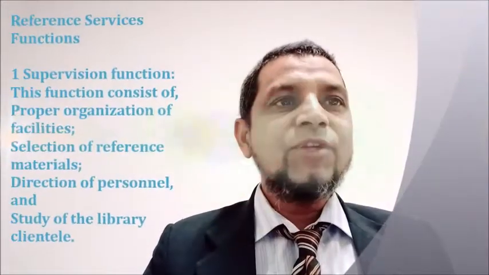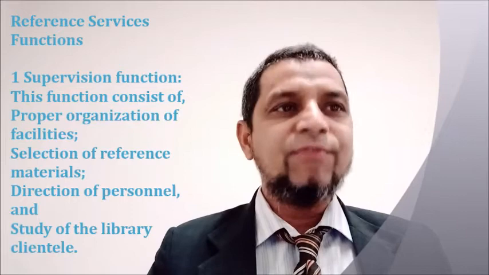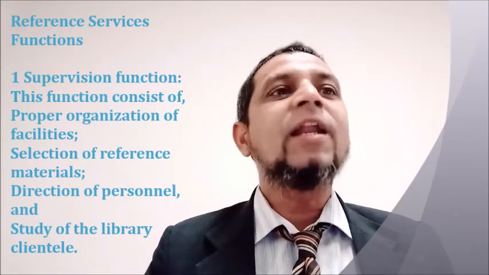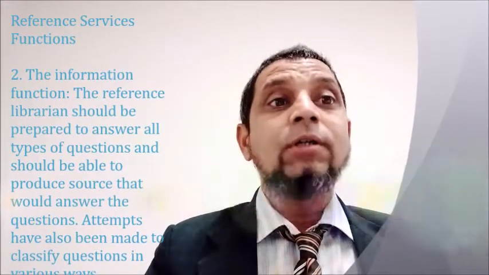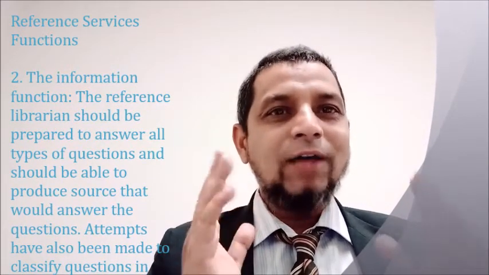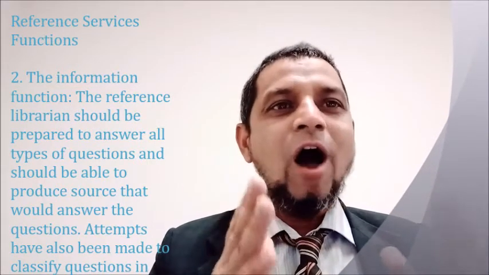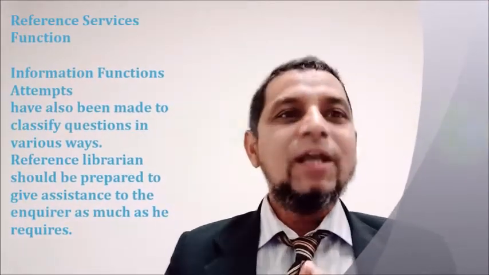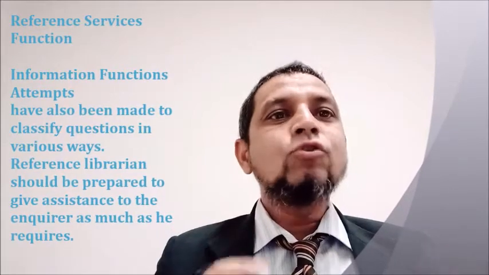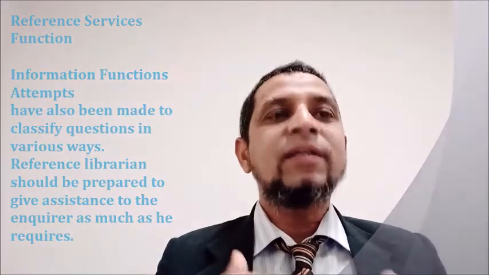Number one, supervision function. This function consists of proper organization of facilities, selection of reference material, direction of personnel, and study of reference clientele. Number two, information function. The reference librarian should be prepared to answer all types of questions and should be able to produce sources that would answer the question. Attempts have been made to classify questions in various ways. The reference librarian should be prepared to give assistance to the inquirer as much as he requires.